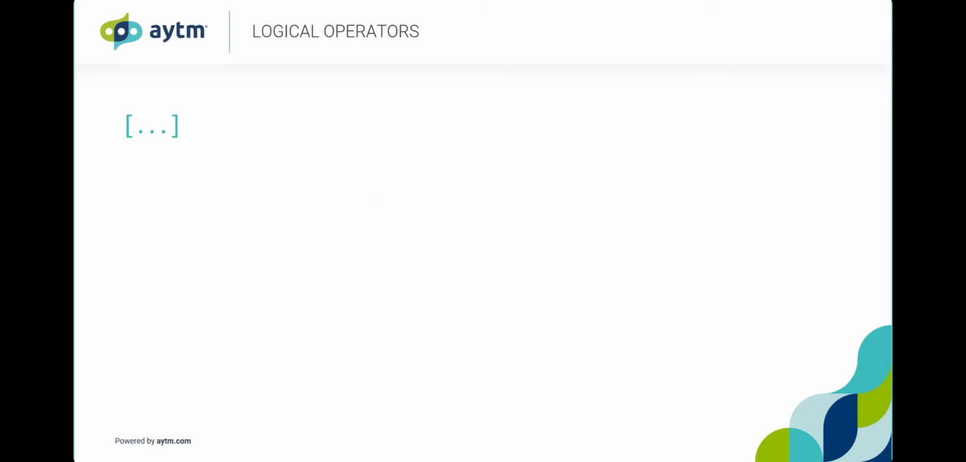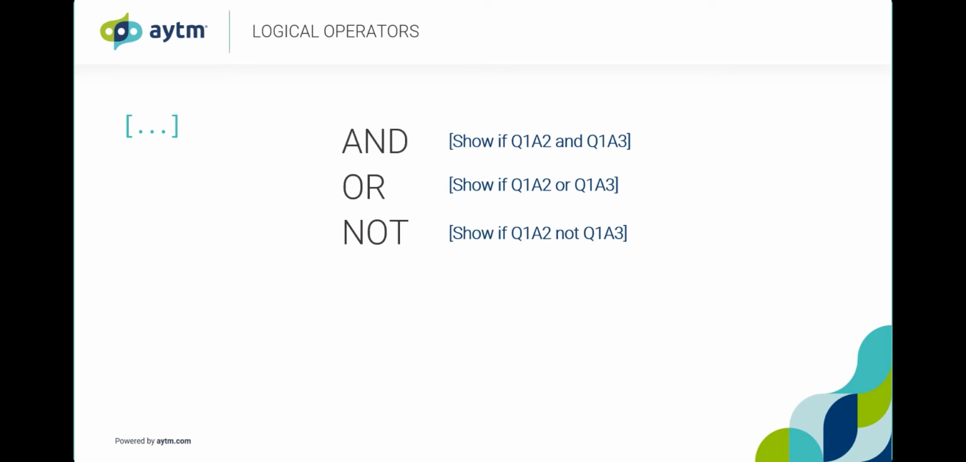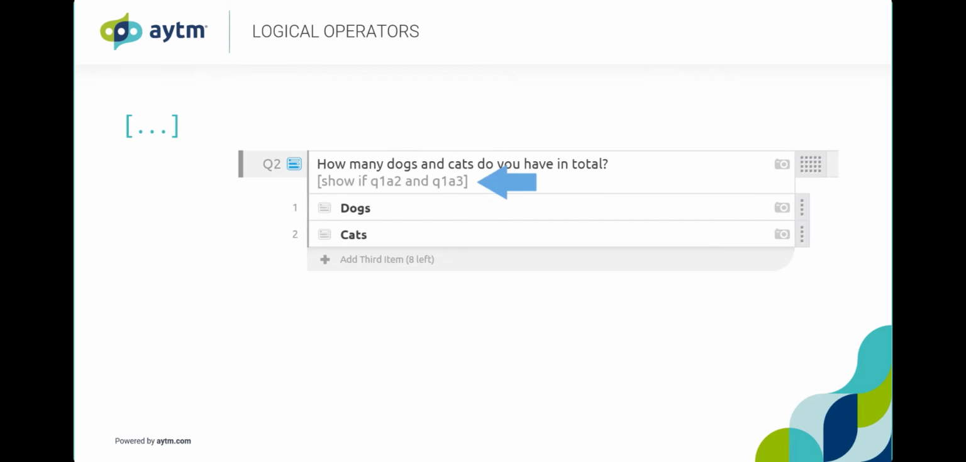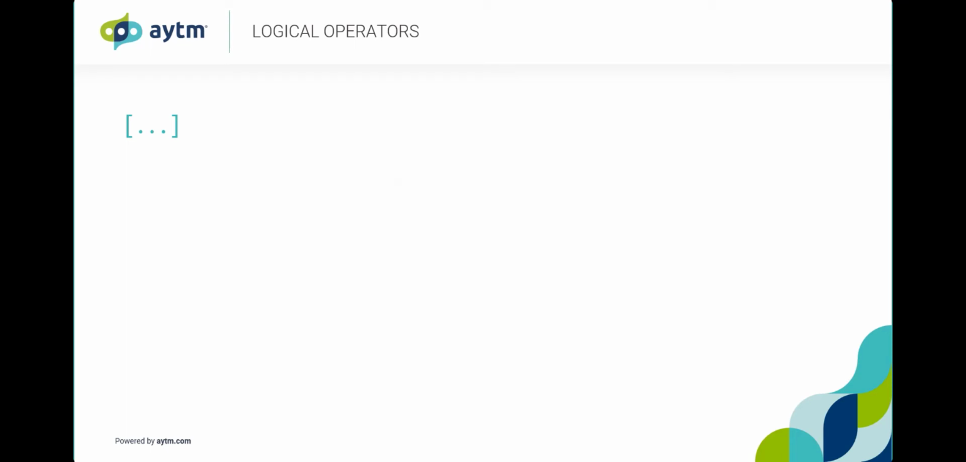Sometimes you need to build logic with multiple criteria or conditions. You create these more complex rules by using logical operators and, or, and not. For example, you might want to display a follow-up question only if the respondent has chosen 2 answers in a checkbox question. Let's check one out. In this question, we ask respondents what kind of pets they have. For the next question, we ask how many dogs and cats they have in total, but we don't want to show that to respondents who don't have dogs and cats. So we used a logic statement with multiple criteria, show if Q1A2 and Q1A3. With this logic, only respondents who told us they have both dogs and cats will see question 2.